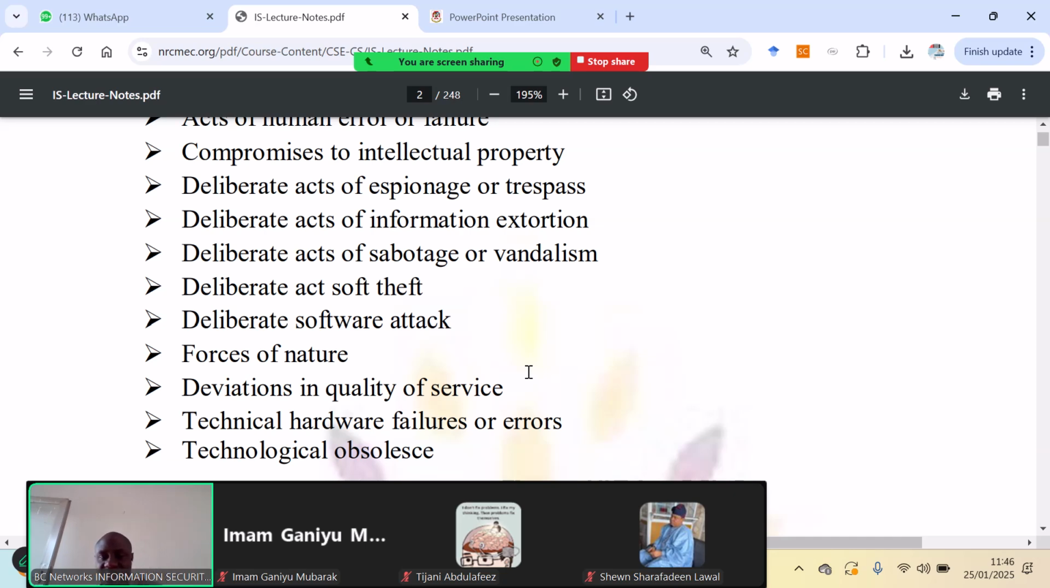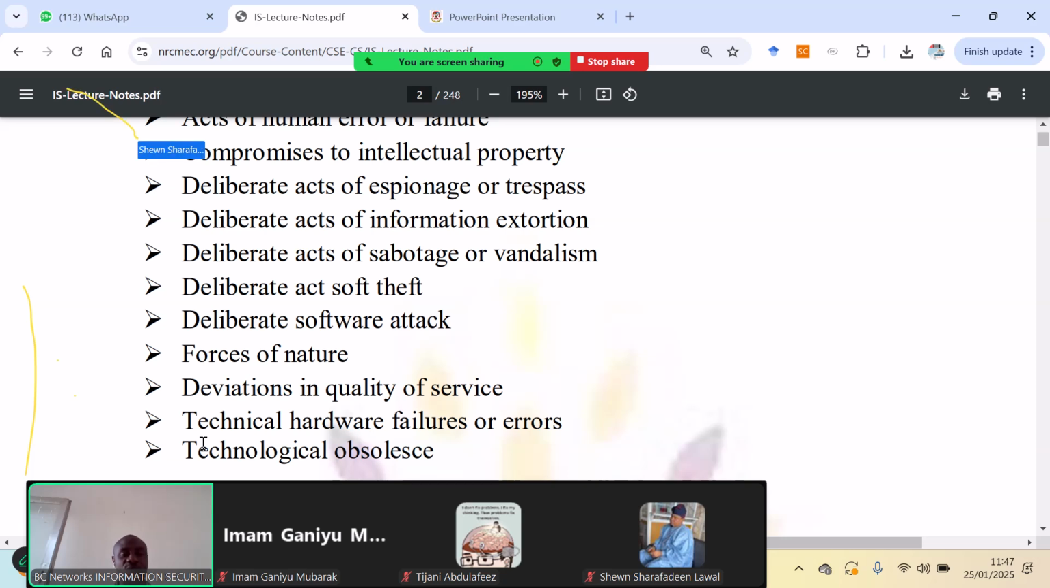And look at it, deviation in quality of service. This is actually on the administrative hand or the vendor or consultants. When you deviate in providing quality information systems, then the system could be exposed and violate the principle of information security policy.